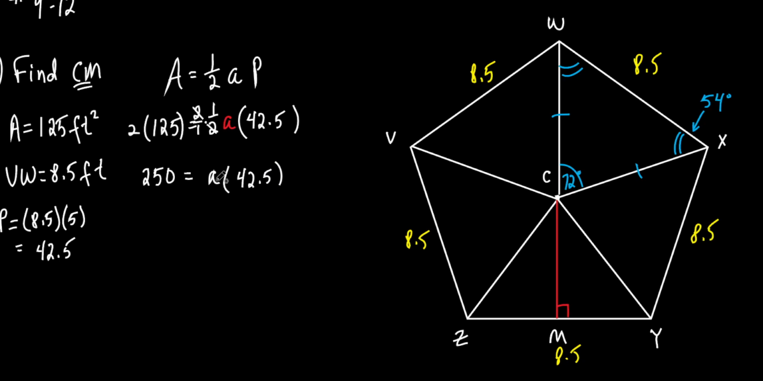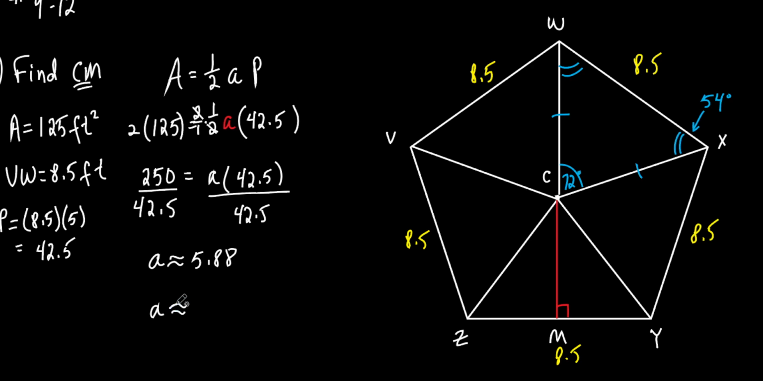Now the next step's pretty easy. What do we do here to get a by itself? No, not subtract. It's being multiplied. You got to divide by 42.5. And you come over here and you divide this by 42.5. Let's put that into a calculator. I'm not doing that in my head. So 250 divided by 42.5 gives you about 5.88. We'll round it to 1 decimal place. So a is approximately 5.88, but if I round it to 1 decimal place, 5.9.